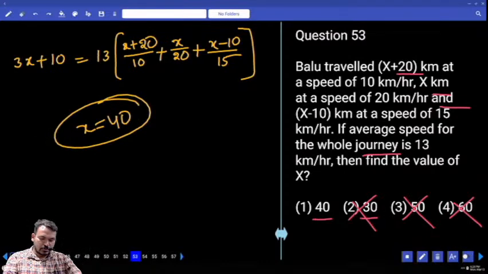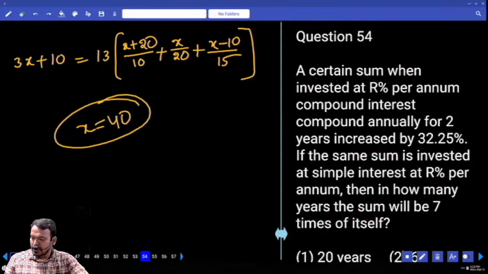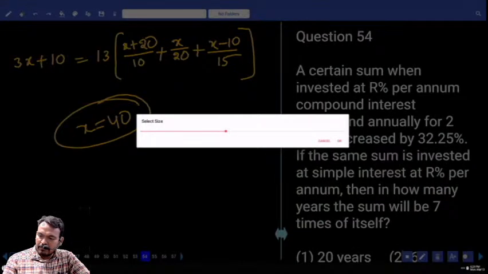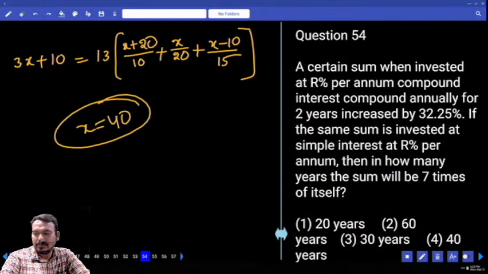Okay. Next question number 54. A certain sum when invested at R% per annum compound interest, compounded annually for 2 years, increased by 32.25%. Nothing but it is 2 years interest or only 1 year interest? 2 years interest. What are the last 3 digits? 2.25. It is which one square? 15 square, or not? Means the rate of percent is 15%, or not?